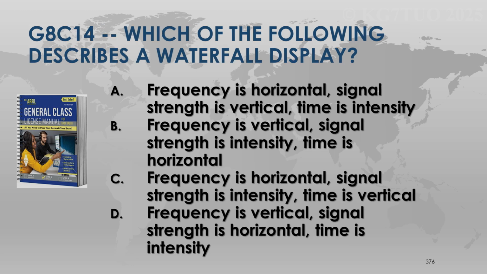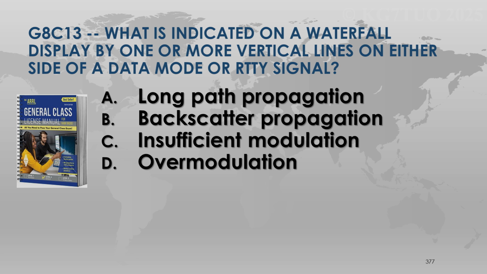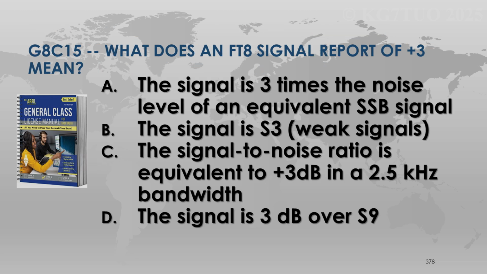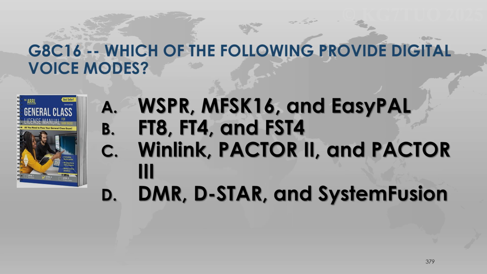Which of the following describes a waterfall display? Frequency is horizontal, signal strength is intensity, and time is vertical. Are we sticking with Charlie? That's correct. What is indicated on a waterfall display by one or more vertical lines on either side of a data mode or RTTY signal? Overmodulation. All right. What does an FT8 signal report of 3 plus 3 mean? 2.5 kilohertz bandwidth.